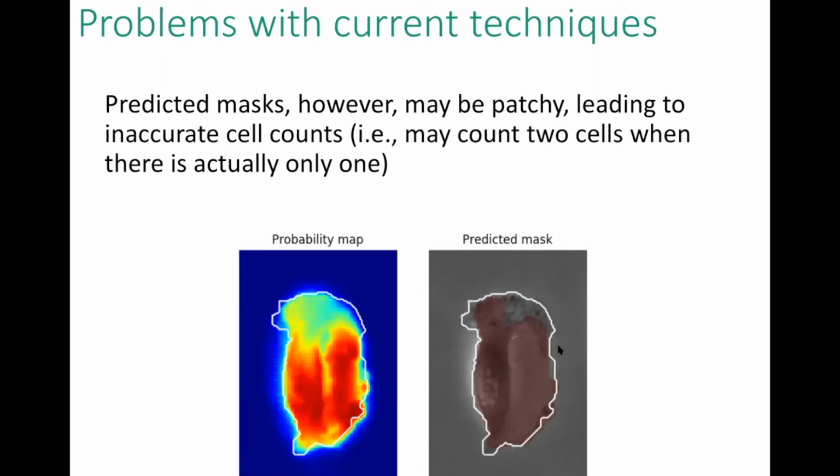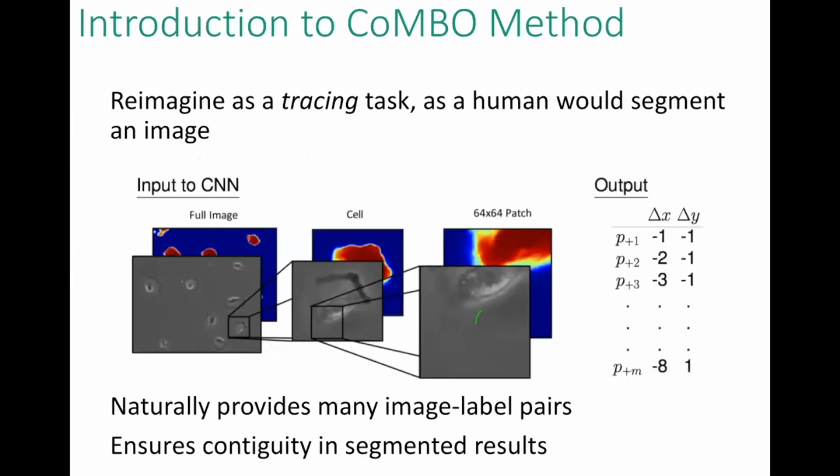So how do we address this issue of patchy segmentations? Well, we created what we call the combo method. And so basically it's a convolutional method for boundary optimization. And so what we've done is, instead of considering the segmentation to be input image, output a mask of the same size with a probability map, we reimagined this as a tracing task. So the way a human segments an image, right? If someone asks you to delineate the boundaries of a cell, you're going to put a pencil on a paper and trace it out. And so essentially this is what we decided to do.